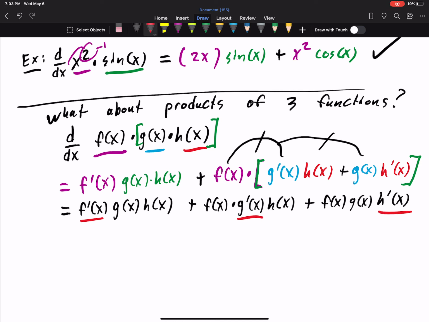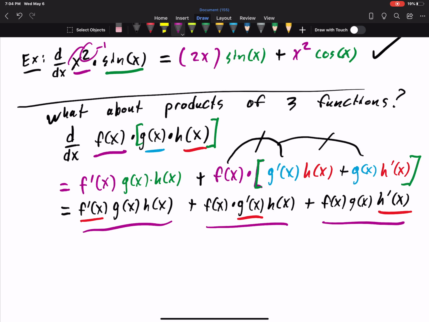So now notice what's happening here. In the first term, we derive the first function, leave the other two alone. In the second term, we derive the second function, leave the other two alone. In the third term, we derive the third function, leave the other two alone. So that's the strategy for this. It works exactly the same way. And even if you wanted to have like 4 functions multiplied together, it would be in the first term, the first function's derived, second term, second function's derived, third term, third function's derived, fourth term, fourth function's derived. So it would work the exact same way with 4 functions. Okay? So that's the idea of this sort of situation here.